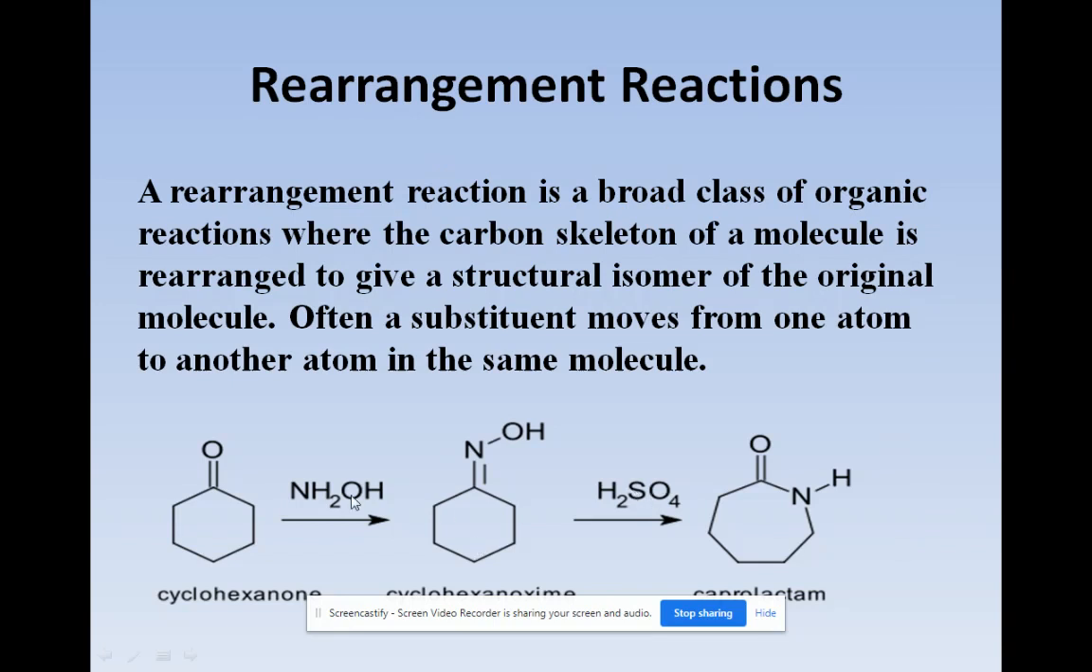The example is a Beckmann rearrangement. In a Beckmann rearrangement, you can see that cyclohexanone is reacting with NH2OH, that is hydroxylamine, and it results in the formation of cyclohexanone oxime, and this in the presence of H2SO4 results in the formation of caprolactam. So you can see that this oxime over here is converted to amide in this particular molecule, and this is known as rearrangement reaction, where you can see that rearrangement of oxime is taking place into amide. So this type of reaction is an example of a rearrangement reaction.